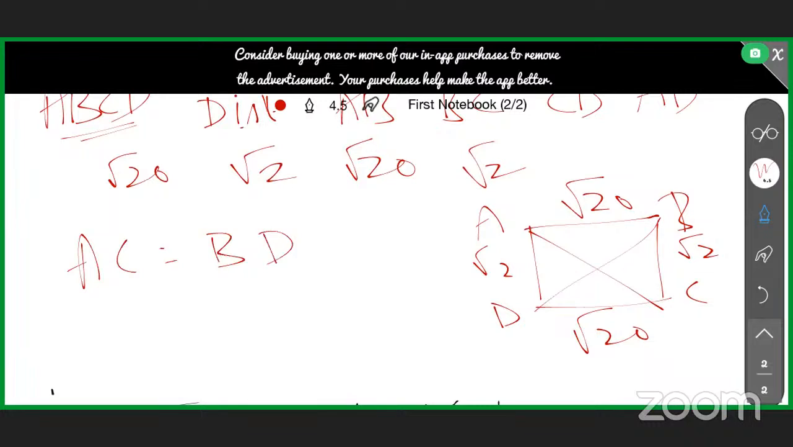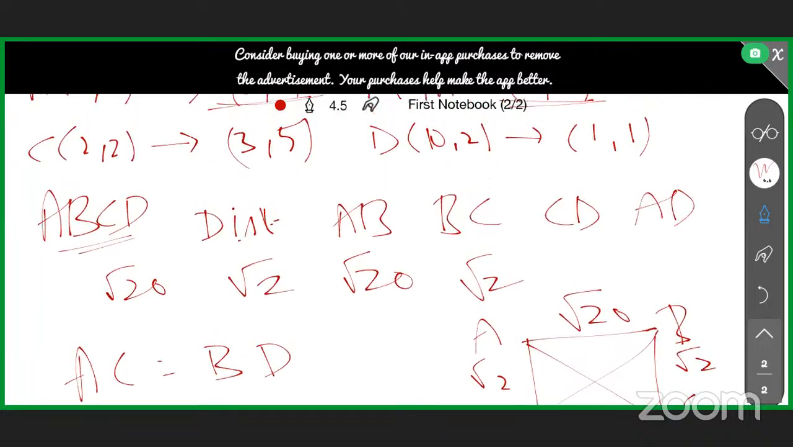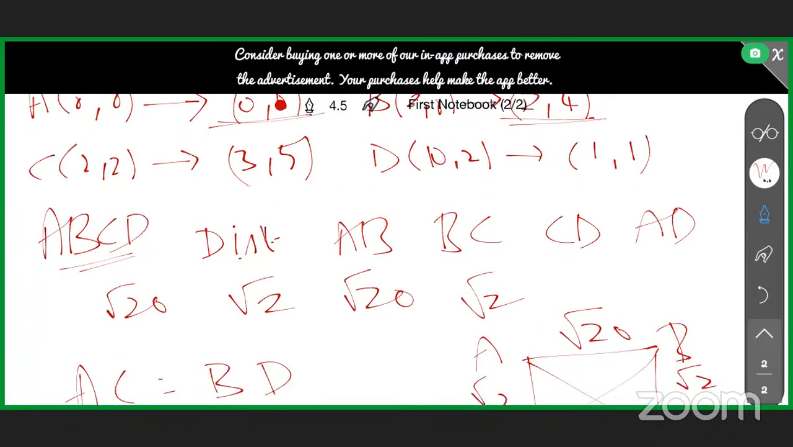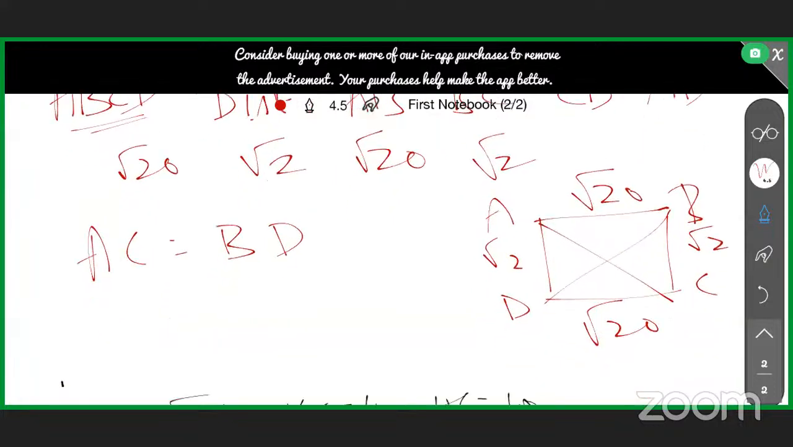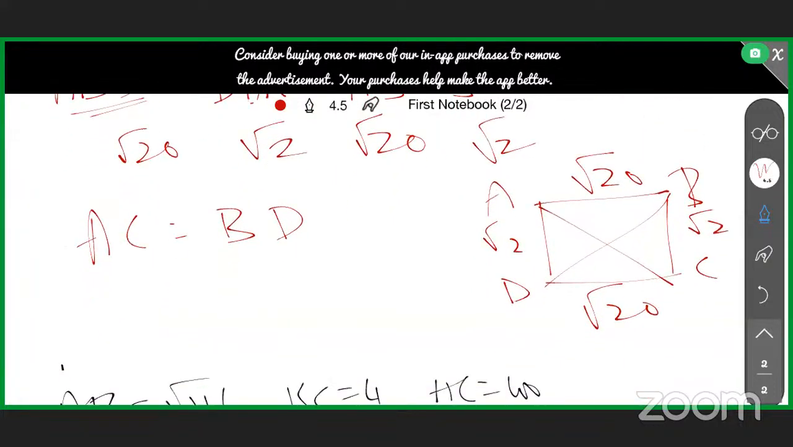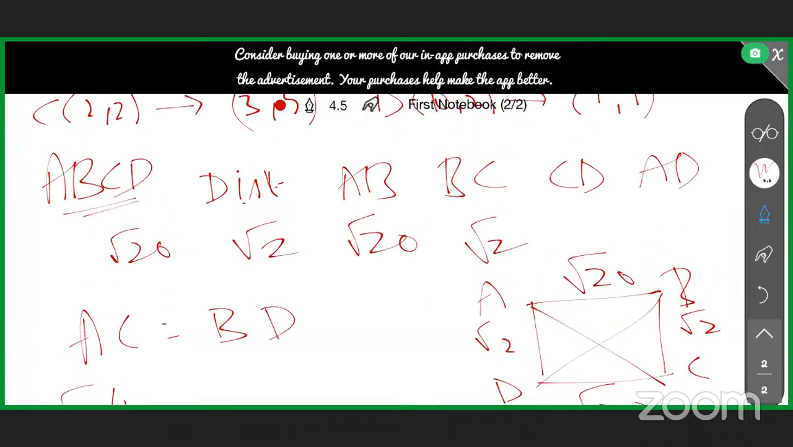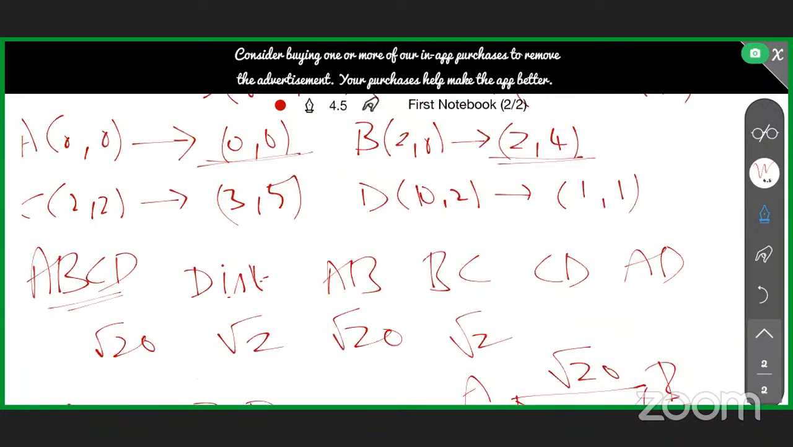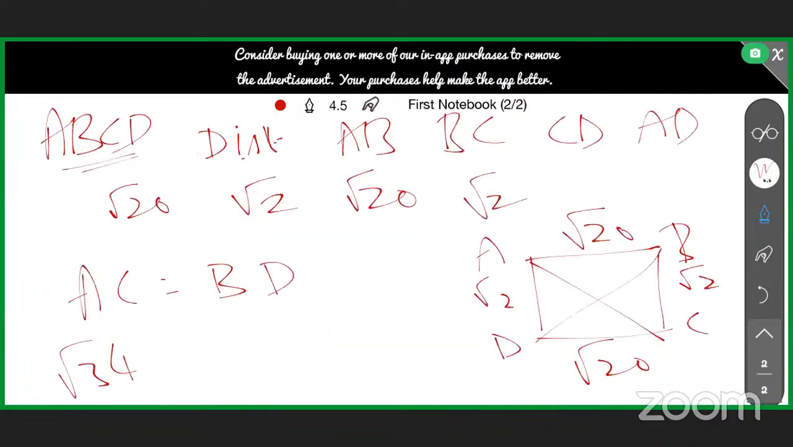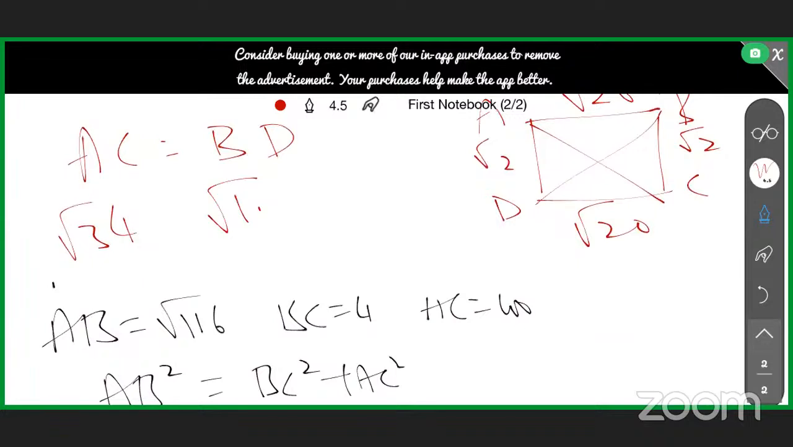So what is my AC? Distance between A and C is how much? 9 plus 25 is 34, root 34. And B and D: 2 minus 1 is 1, 4 minus 1 is 3, 1 plus 9 is 10, root 10. That is my AC and BD, not equal. Therefore, the given figure is a parallelogram.